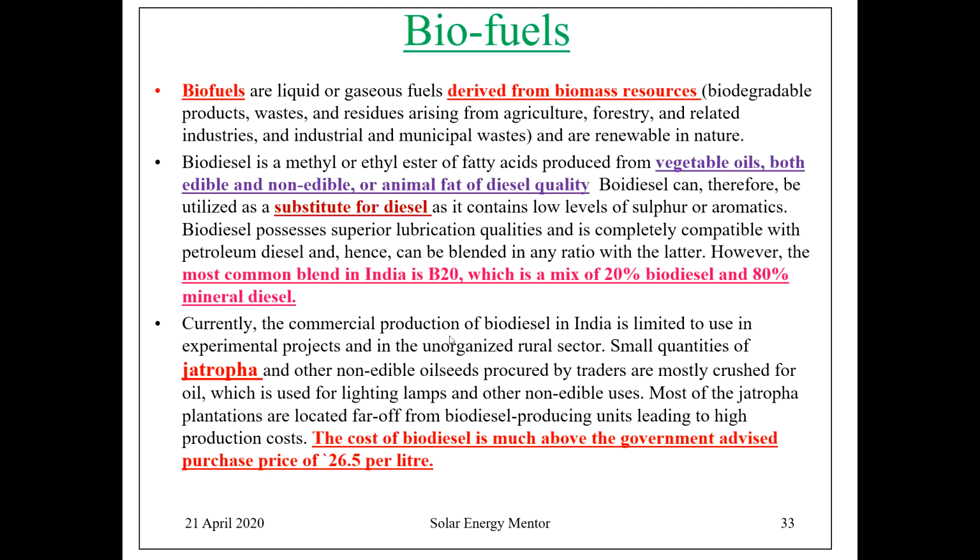Currently, this biodiesel is obtained from certain plants called jatropha. Small quantities of jatropha and other non-edible oilseeds procured by traders are mostly crushed for oil. Previously the oil was used in lighting lamps, but now it is used for mixing in regular diesel in the B20 blend. The cost of biodiesel is much above the government advised purchase price of 26.5 per liter, so the B20 biodiesel program has not been considered a successful program.